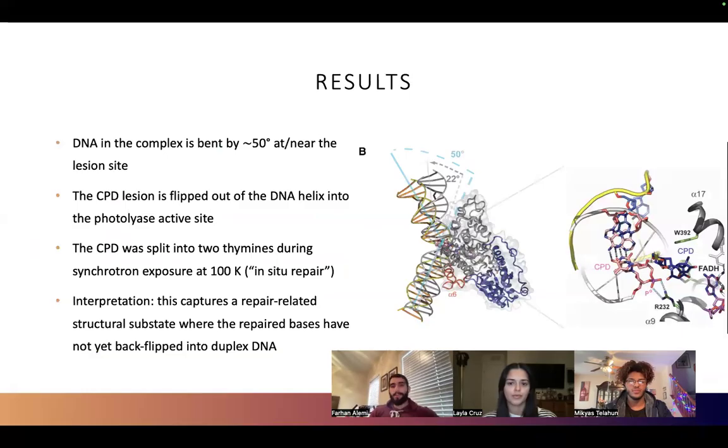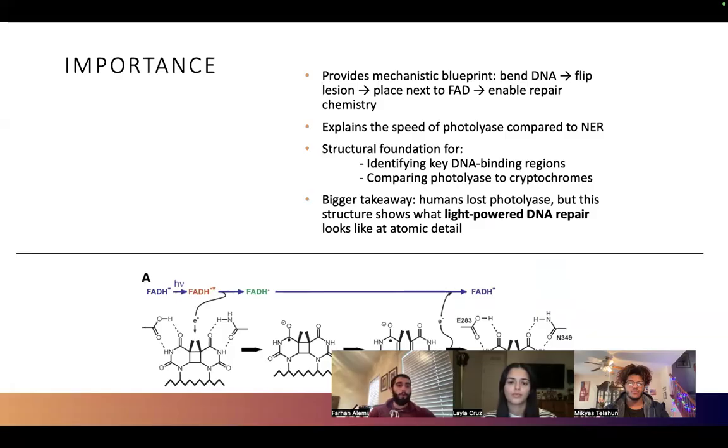So what was the result? So as you can see, we see that the DNA in the complex gets bent by about 50 degrees near the lesion site, right? And so the CPD is then flipped outside of the DNA helix and it gets flipped into the active site with the FAD. And then the CPD gets split apart by the catalytic activity of the FAD. And so the interpretation is that this captures a repair-related structural substate where the repaired bases have not yet flipped back into the DNA. So what exactly is the importance?